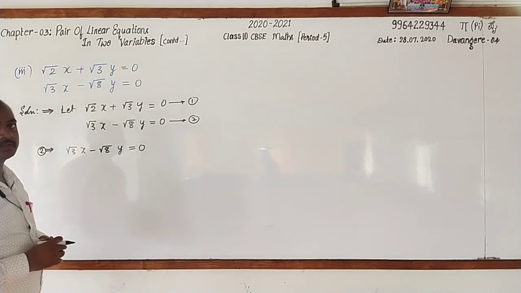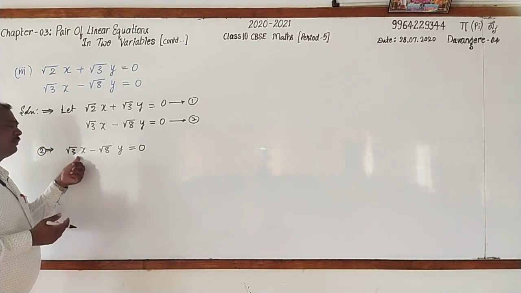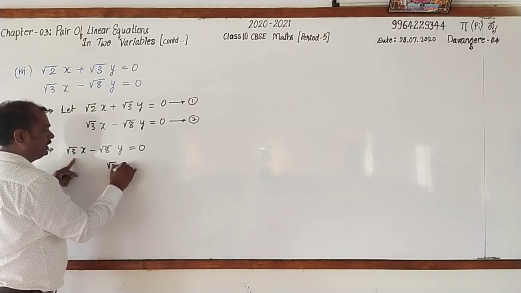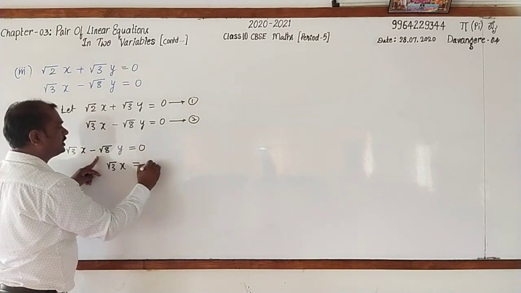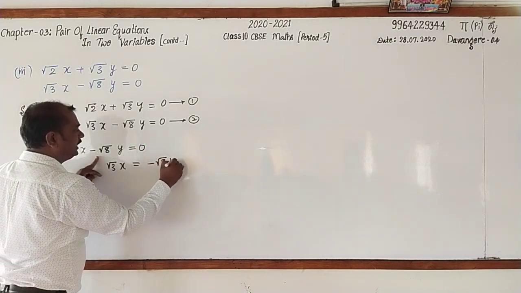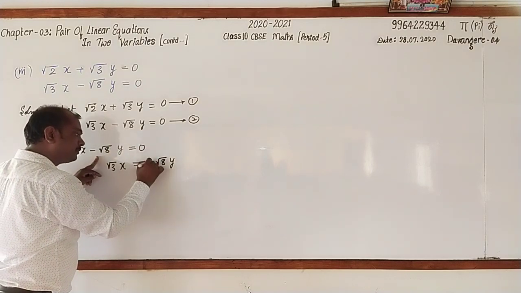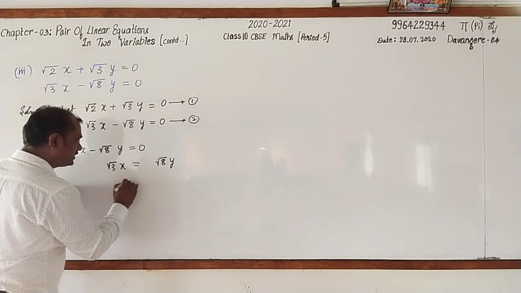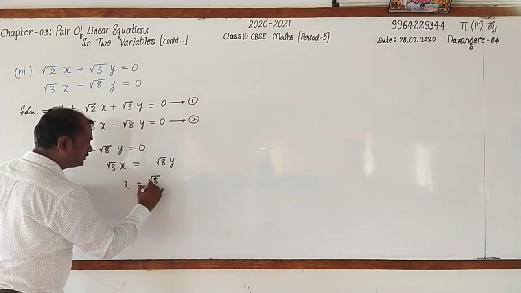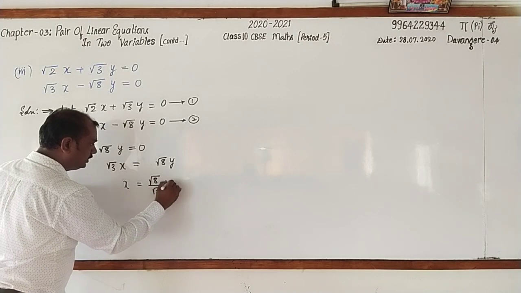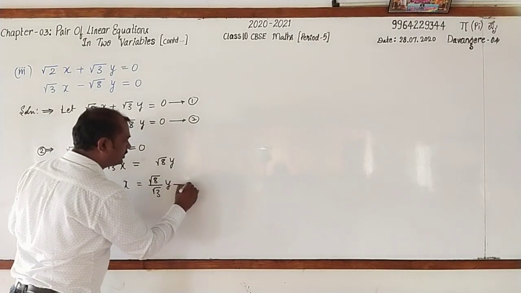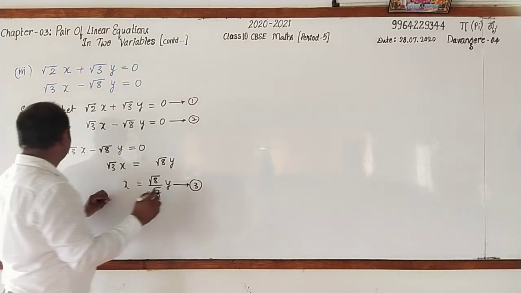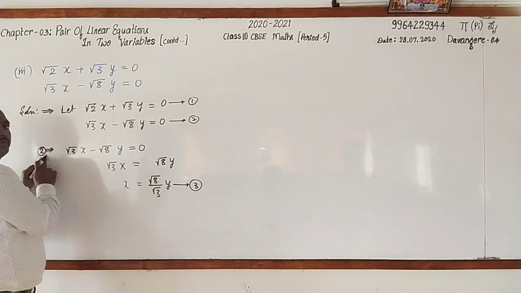Which variable would you like to solve? Anyone can be solved, either x or y. I go for taking x. So root 3x is equal to, transfer this to the right hand side, minus root 8 into y, it becomes plus. Clear? So you no need to write plus. It is understood. Then x is equal to root 8 by root 3 into y. You may call this as equation 3. Check whether you got the same. Yes. So 3 is solved from 2.